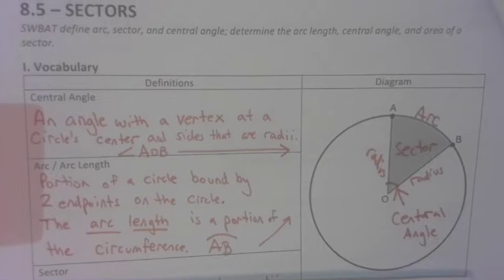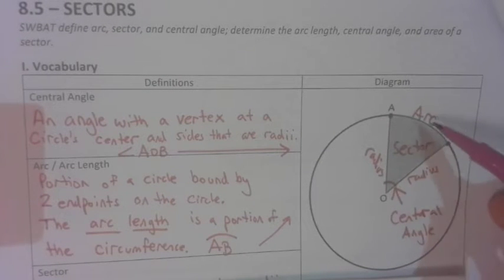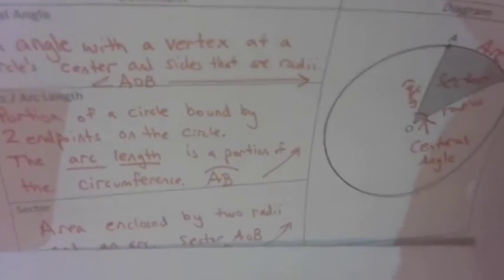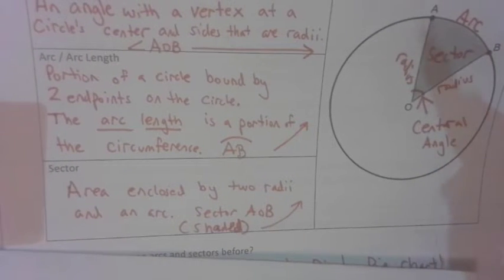Now, looking at this, an arc is a portion or part of a circle bound by two endpoints, A and B. The arc length is the actual length of this arc. It's a curved feature. It's part of the circumference. Finally, the area enclosed by those is called the sector.